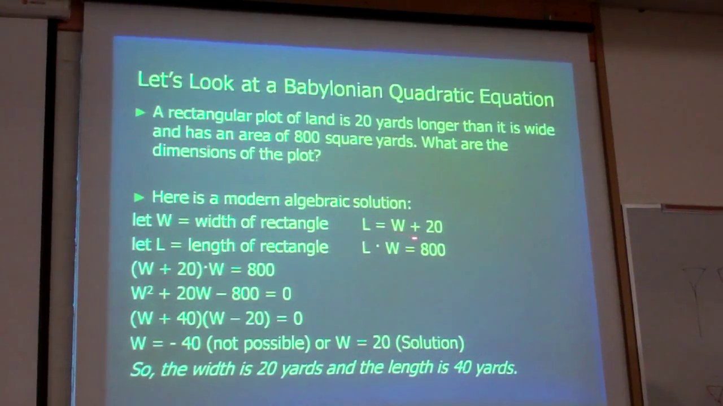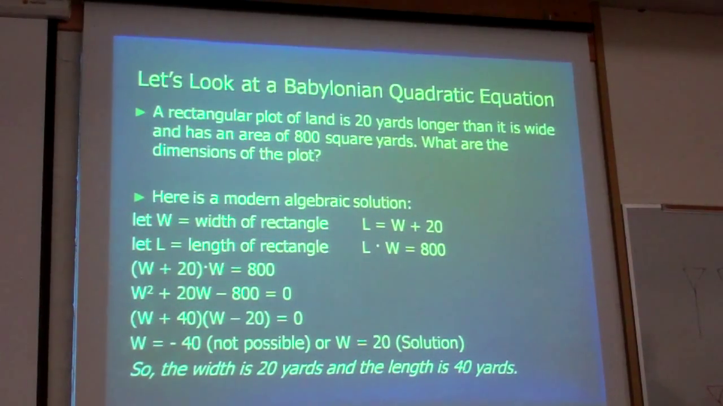We'd say, well, if length is W plus 20, let's just put W plus 20 in for the length. So it's W plus 20 times W equals 800. And the standard algebra: bring the constant over, factor it if you can, and two things multiply to 0 when either one equals 0. A negative 40 would make this 0, and a positive 20 would make this 0.